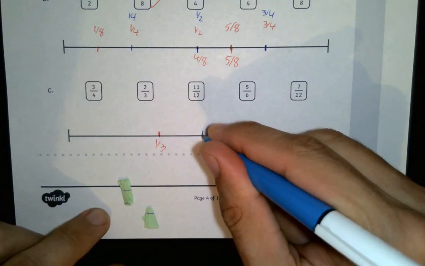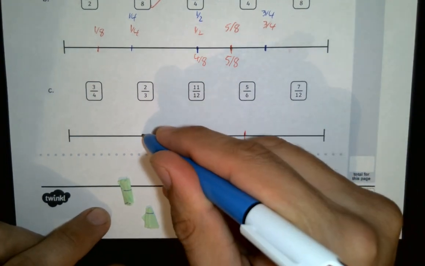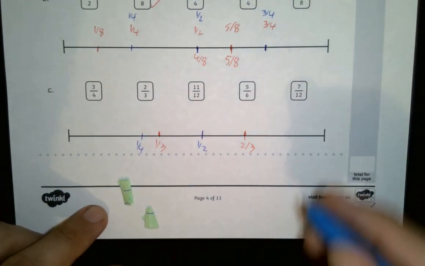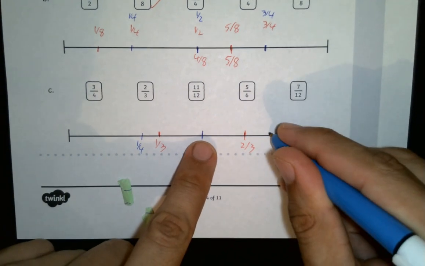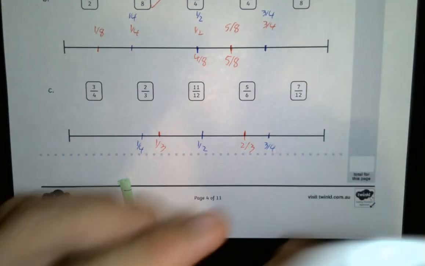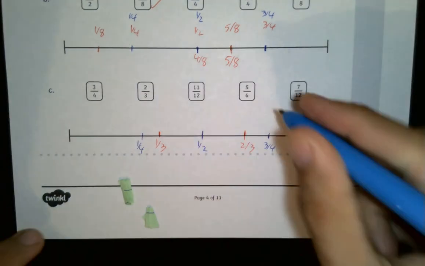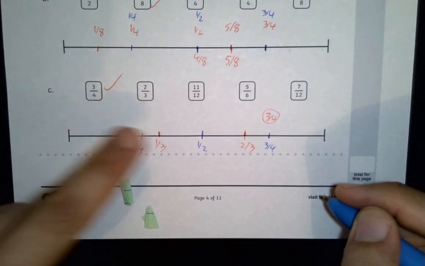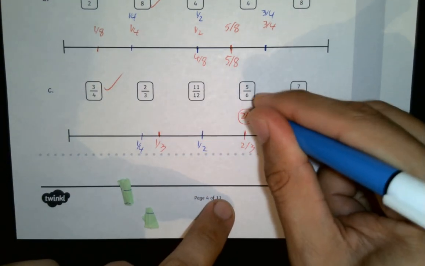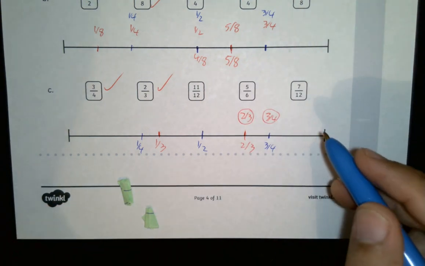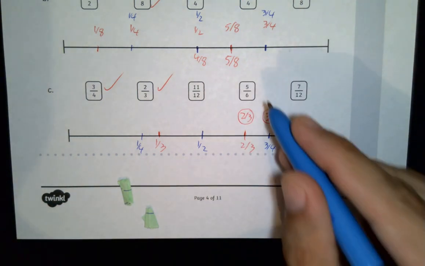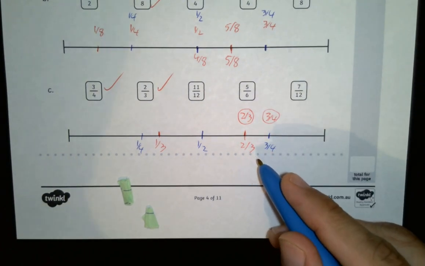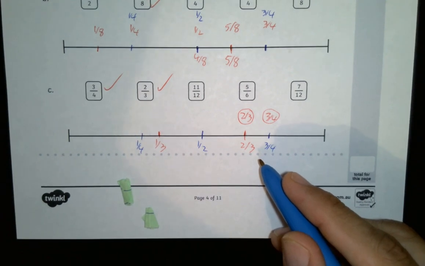There's my half. Half of a half, be 1/4. Something like that will be my 1/4. And halfway between these two will be over here somewhere, will be 3/4. So first one, 3/4, done. 2/3 here, done. 11/12 we'll get to in a bit. 6ths, 5/6. 2/3 is 4/6, so it just have to be another 6th after that.